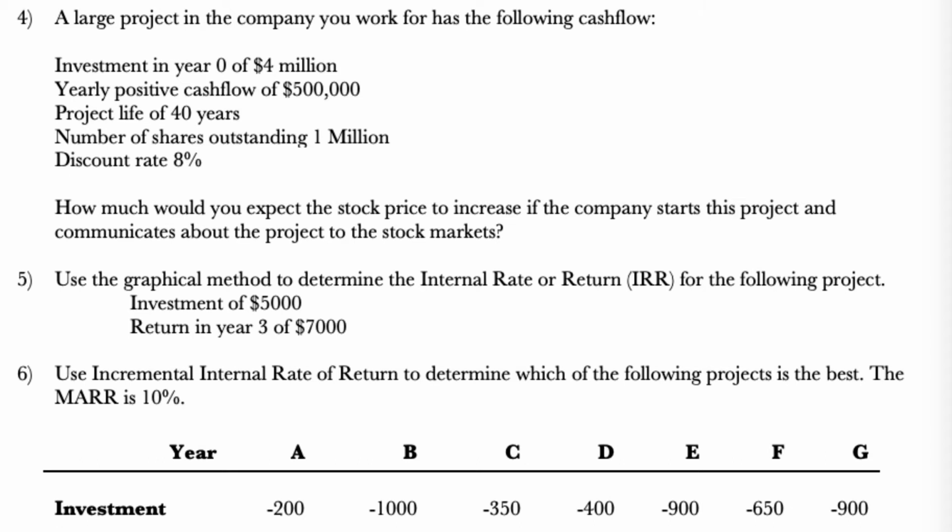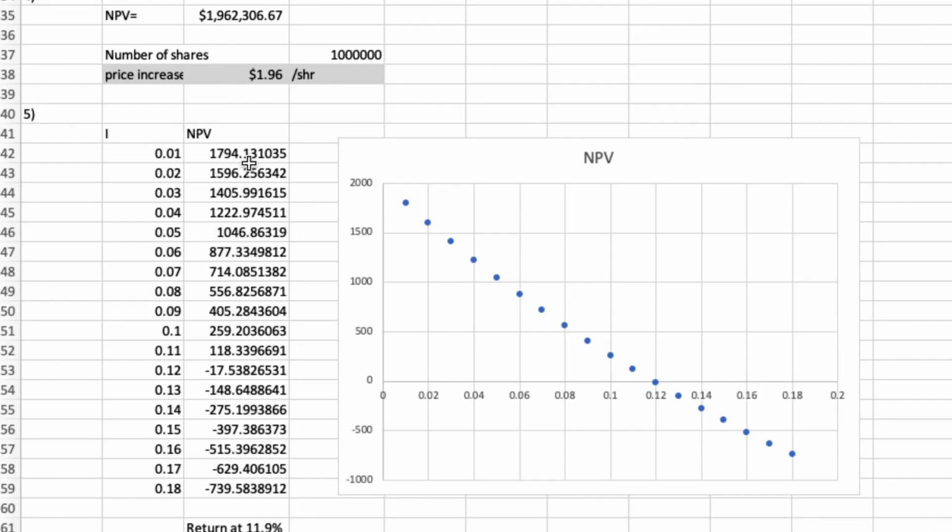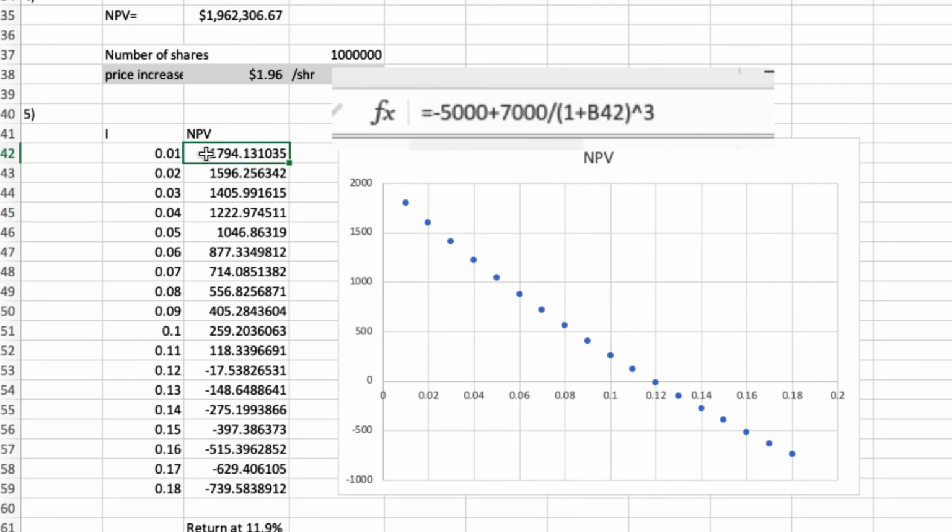In this case, I want you to use the graphical method to determine where the internal rate of return is. If you remember, the internal rate of return is where the present value curve crosses the x-axis, or crosses 0, the place in which the present value is 0. What is the interest rate? So I've set up various interest rates here, 1%, 2%, etc. Then I calculated the present value by taking the $5,000 initial investment and adding to it 7,000, but discounted for 3 years at this interest rate.